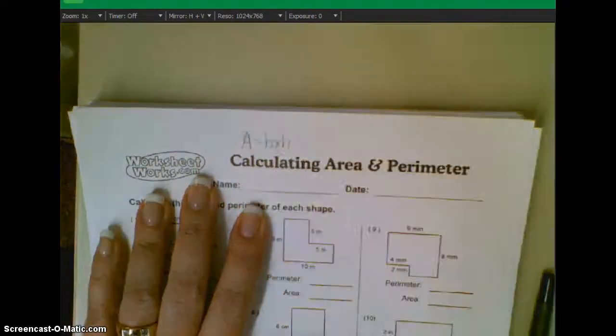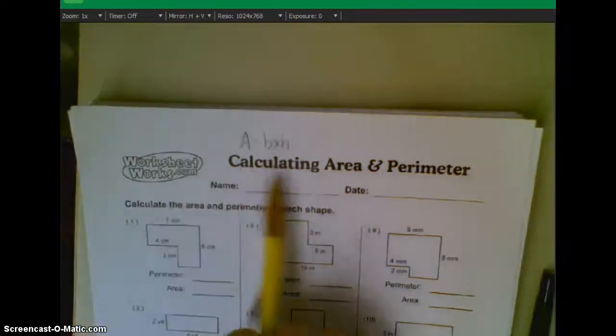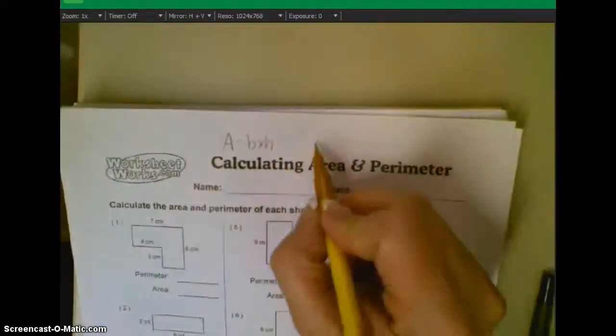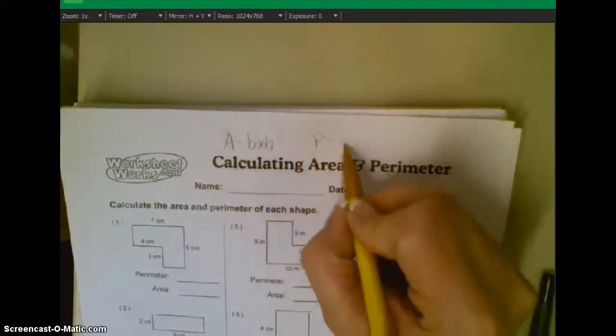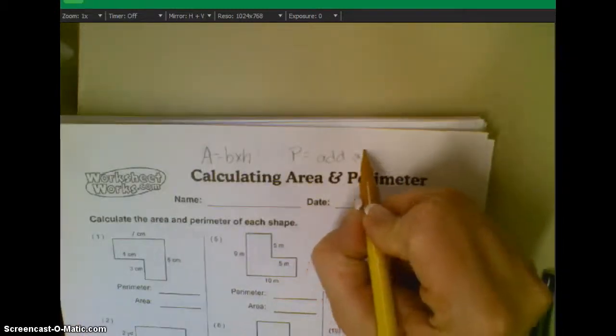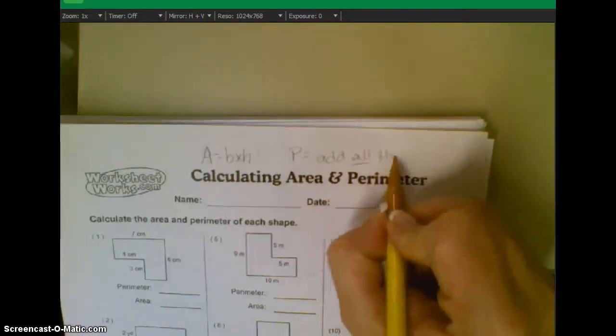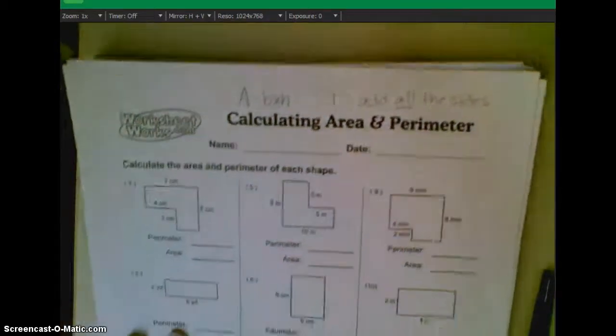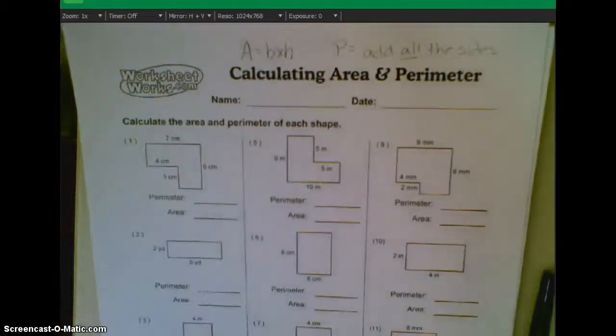We're going to be using that a lot, and then when we find volume next week, we're going to change our area into volume, and you're going to need this information. Perimeter, remember, you just add up the sides. The thing to keep in mind is add all the sides, even if not all sides are given. In this sheet right here, not all sides are given. So let's do that first.